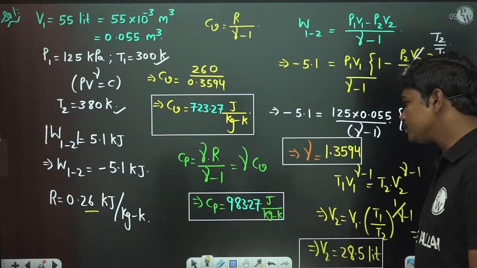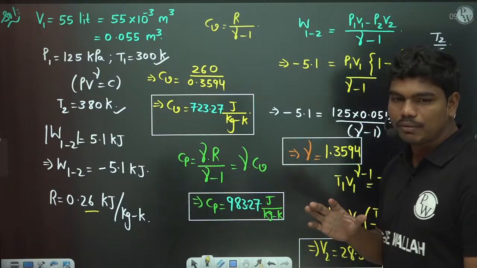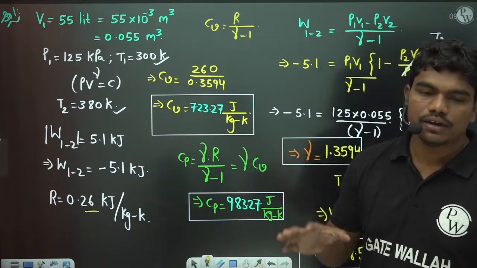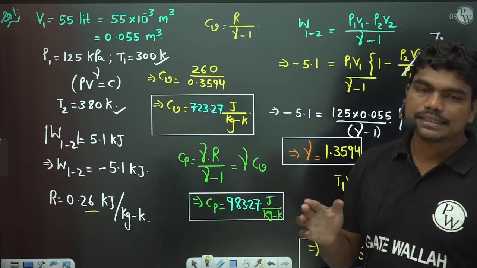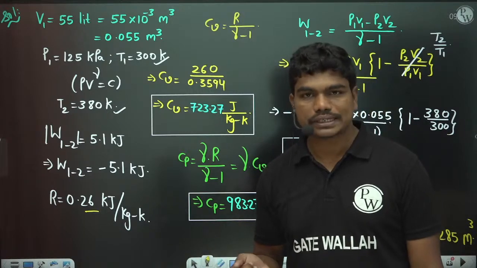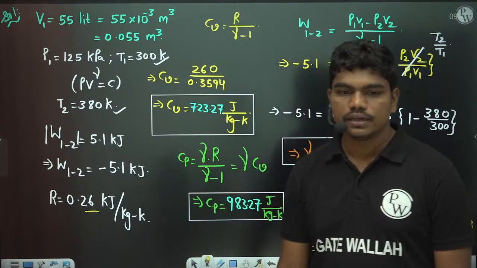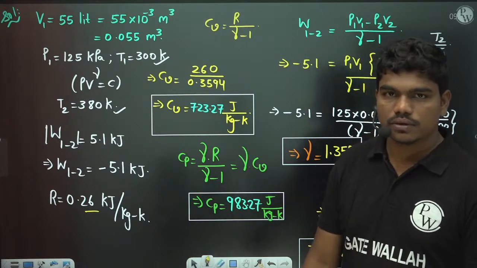Clear? Generally you should have the idea that gamma will be around 1.4, 1.67, or somewhere in between. When you get values like this, they are comparable, but if you get values of gamma like 0.1, 0.2, then your calculation is somewhere wrong. These are some common checks and balances we can do before entering the answers.